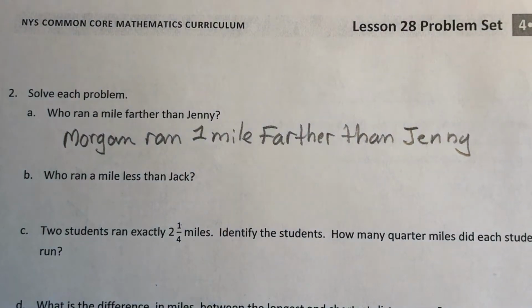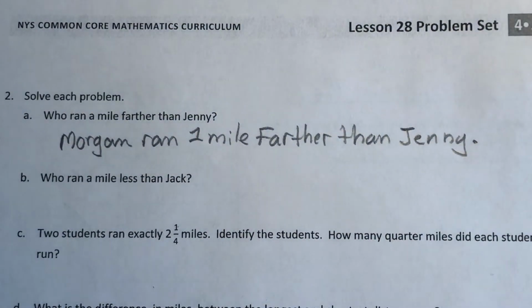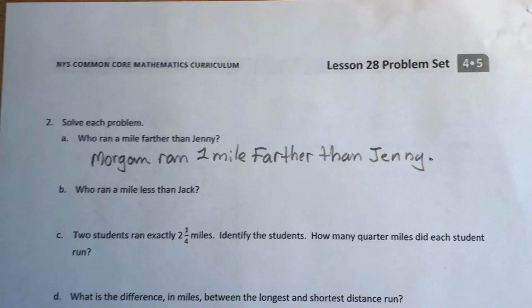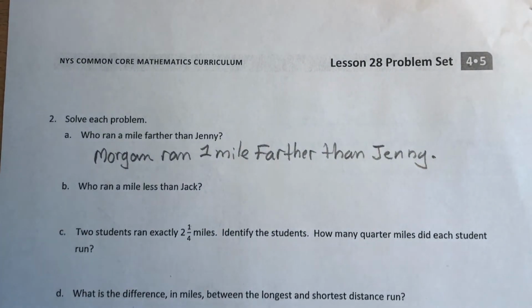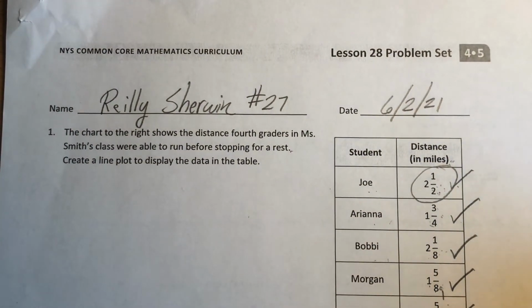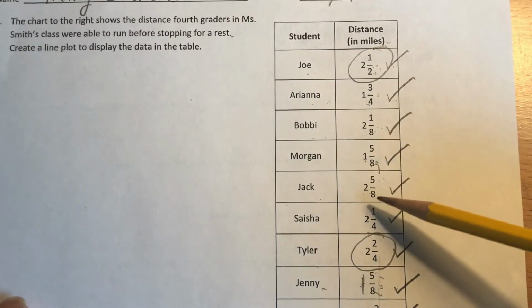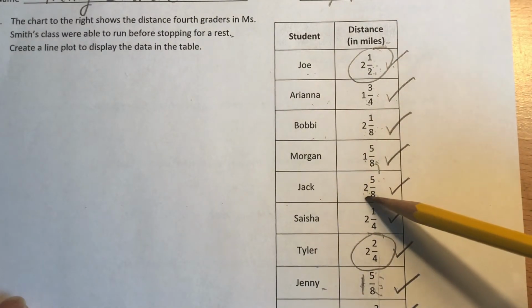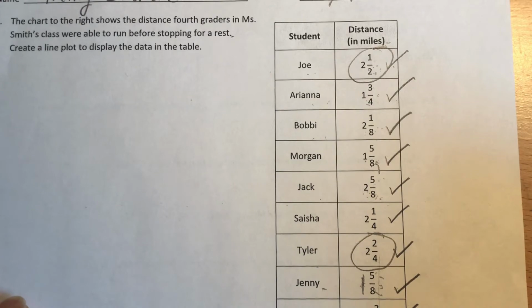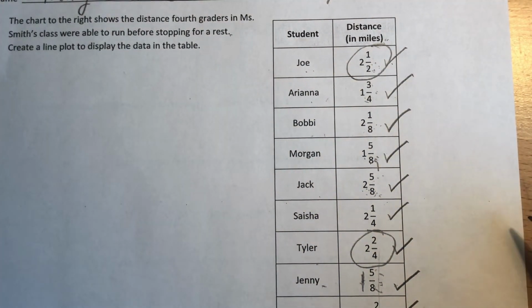Who ran 1 mile less than Jack? Okay, again, teachers, pause at any time, okay? I'm gonna keep pushing through, okay? Who ran a mile less than Jack? So Jack is here, 2 5/8, so 1 mile less than 2 5/8. I just subtract 1 off the 2. It'd be 1 5/8. So where's my 1 5/8? There. Oh, Morgan again. Morgan's pretty popular.